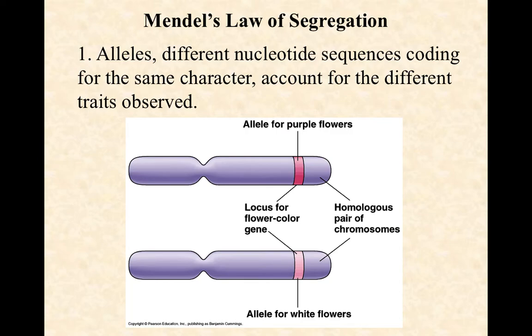So the first is called Mendel's law of segregation. And the first principle or point to this law is that alleles, which are different nucleotide sequences coding for the same character, account for the different traits that we observe. The difference between, for example, a purple flower allele on one chromosome and a white flower allele on its homologue might be as little as one base pair difference. Often it's more than that, but it doesn't take a whole lot of change in the genetic code to ultimately lead to an altered protein and ultimately lead to an altered phenotype.